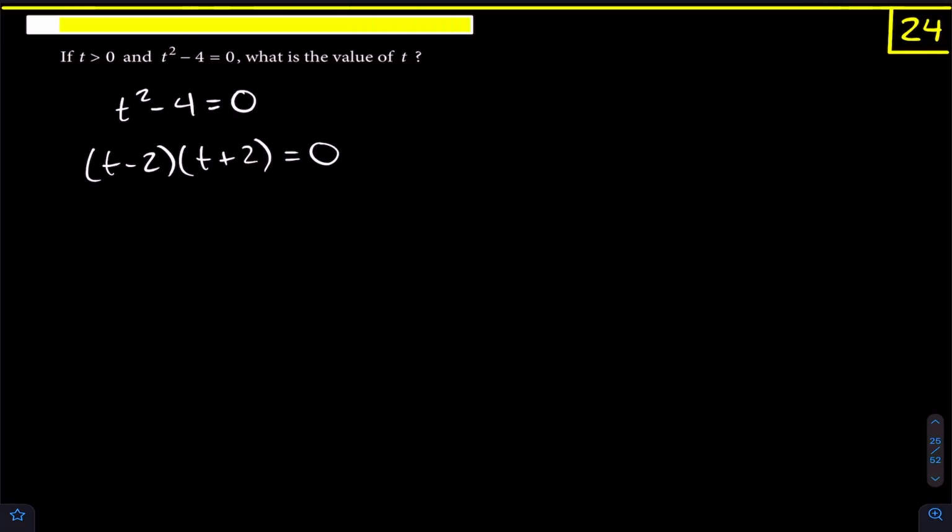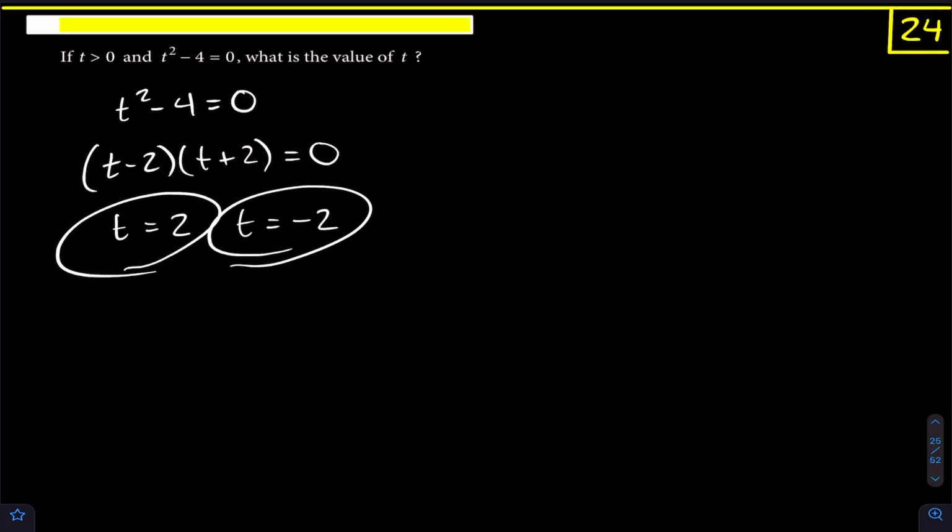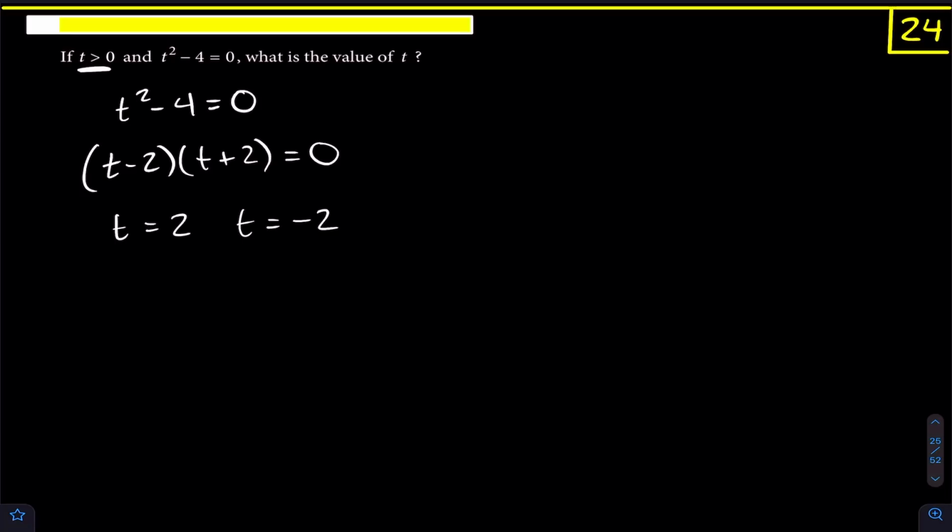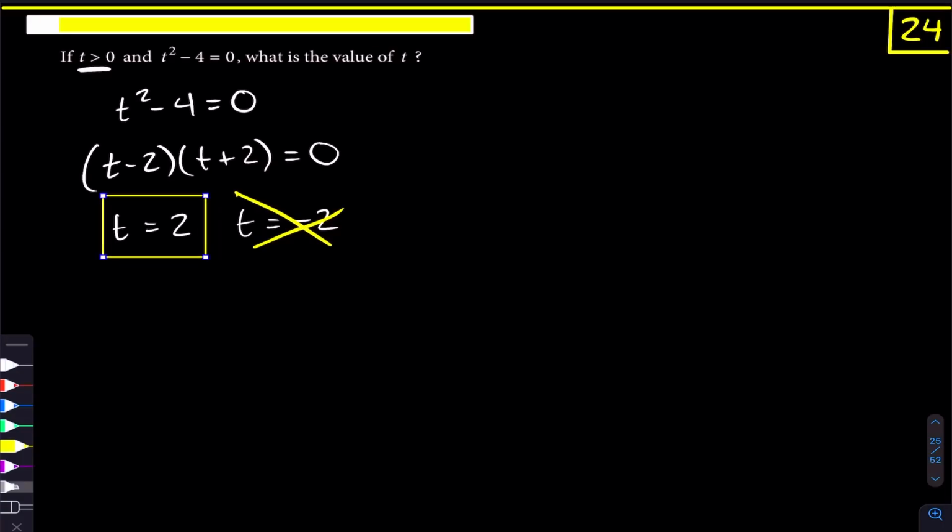My handwriting is bugging me. Okay, anyways, t is equal to 2, and t is equal to negative 2. However, we can't just say either one of these for our answer. It says in the problem that t is greater than 0. And so since t is greater than 0, t equals negative 2 doesn't work. So we're going to have to answer this with t equals 2. You're just going to bubble in a 2 for your answer.